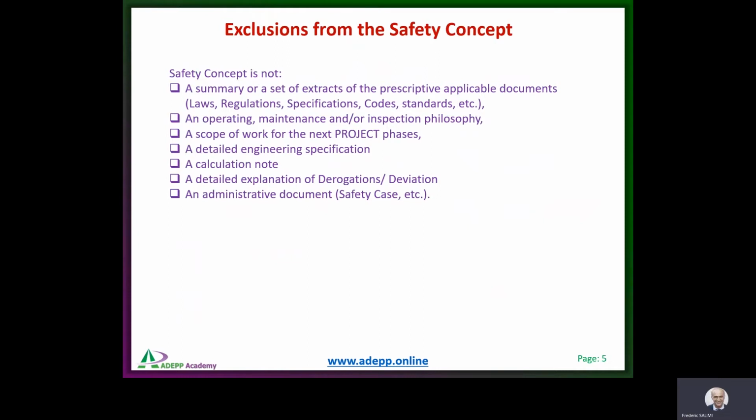Exclusion from safety concept. Safety concept is not a summary or set of extracts of prescriptive application documentation, law, regulation, specification, etc. It is not an operating and maintenance and inspection philosophy. It is not a scope of work for next project phase. It is not engineering specification. It is not a calculation note, and it is not detailed explanation of the derogation or deviation, where we just refer to them. And finally, it is not safety case.